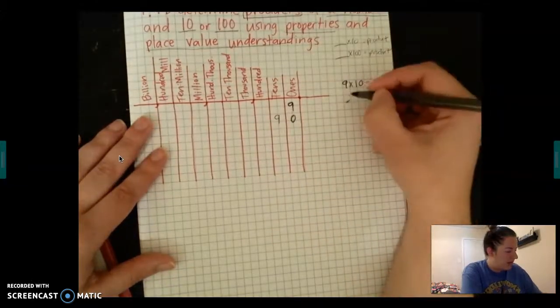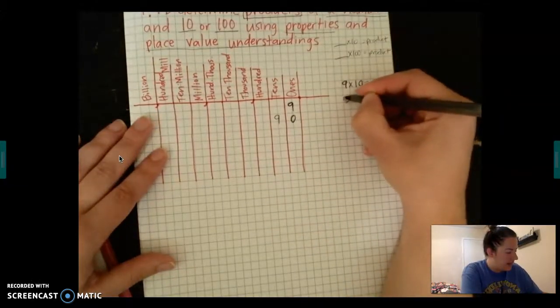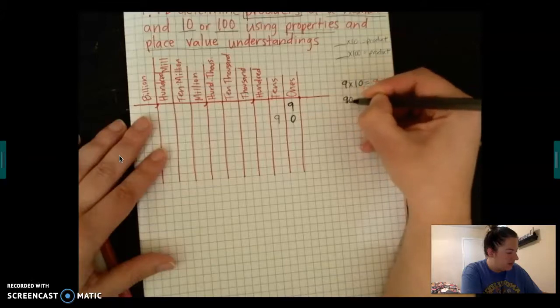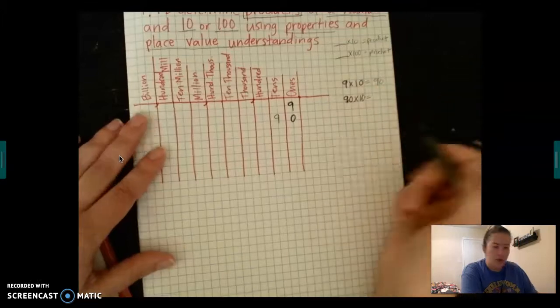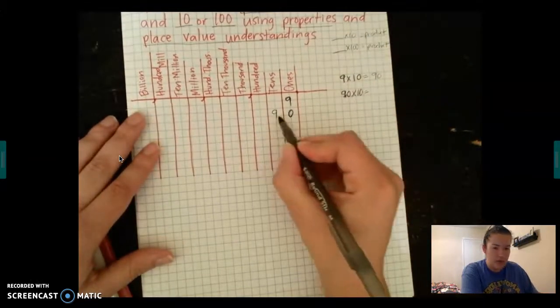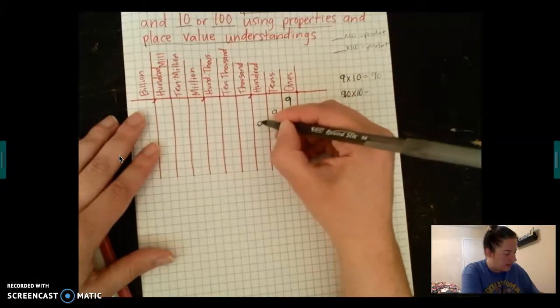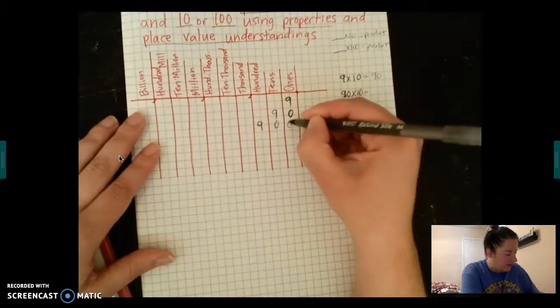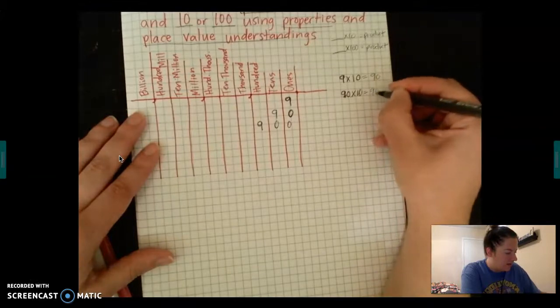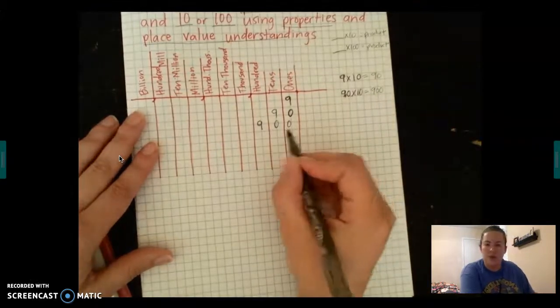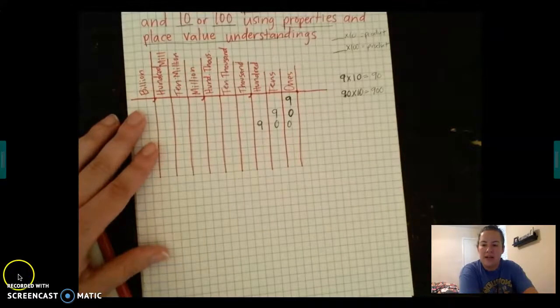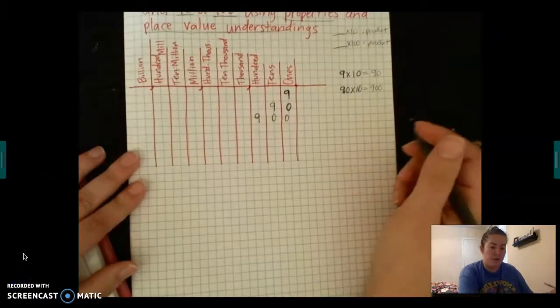What if I did, okay, well, what's 90 times 10? Well, guess what? It's just going to move one place value over. So 90 times 10 is 900. So it just moves over a place value at a time. The same thing for any number.